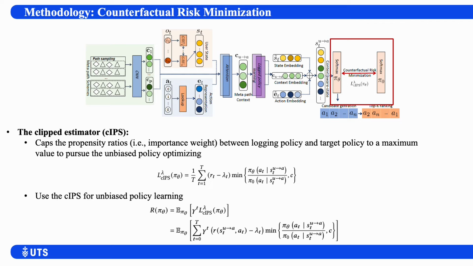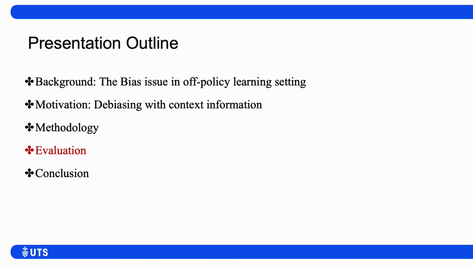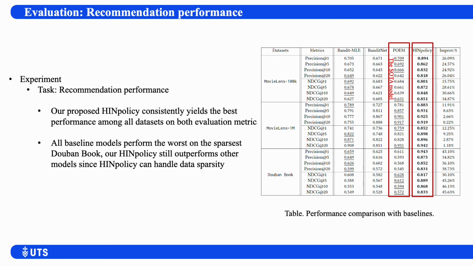We then give our model evaluation of the proposed HIM policy model. In the first experimental task, we compare the recommendation performance of our proposed HIM policy with the SOTA models, and we can see from this table here that our proposed HIM policy can consistently yield the best performance among all datasets on both evaluation metrics. And the second finding is that although all the baseline models perform the worst on the sparsest Douban book dataset, our HIM policy can still outperform other models since the HIM policy incorporates the external heterogeneous information network information and can handle the data sparsity well.